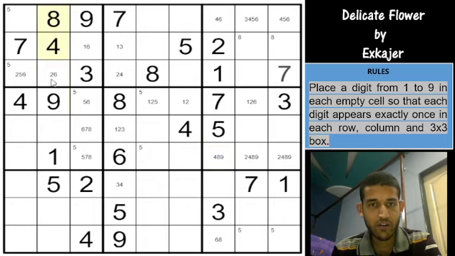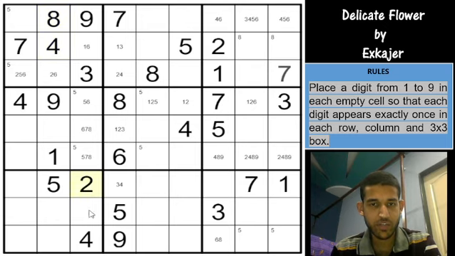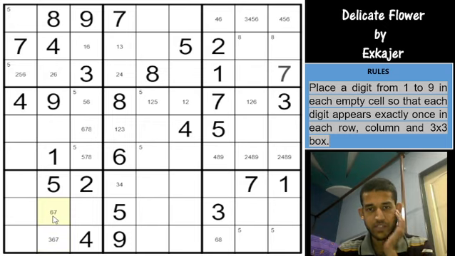Okay, so if I look at column 2, 1, 5, 9 and 4 and 8. So remaining digits are 2, 3, 6 and 7. And box 7 has 2 as a given already, so these cells must be 3, 6, 7, and 3 cannot be in row 8, so that becomes a 6 and 7.